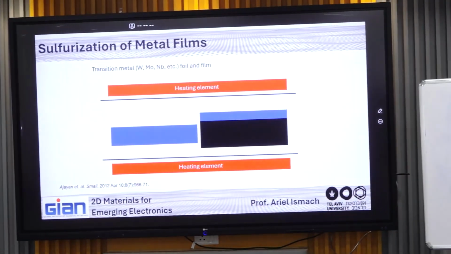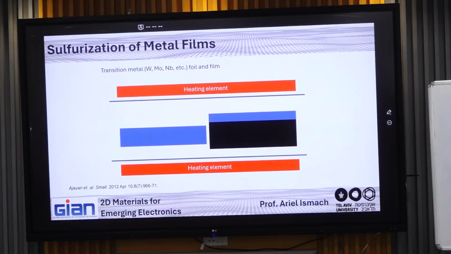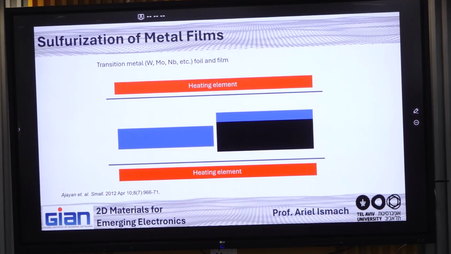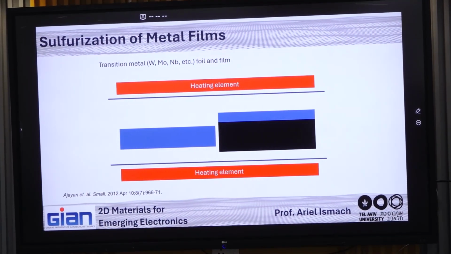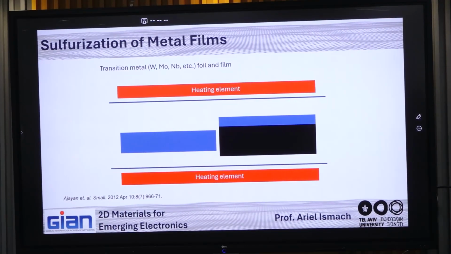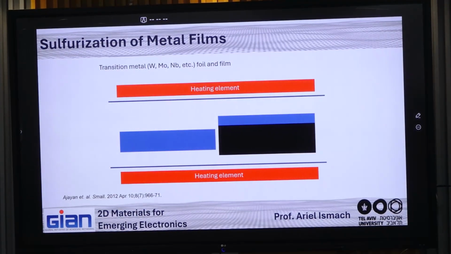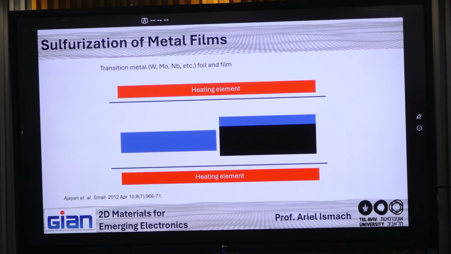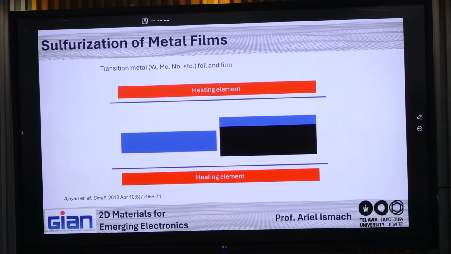Okay, so let's start. So we know the basics to grow graphene. Now we need to grow other materials. And in this case, TMDs, transition metal dichalcogenides. So one of the easiest ways to start to grow these materials is by the reaction of metals with the chalcogen elements. Could be sulfur, selenium, or even tellurium. For example, as you can see in these schematics.